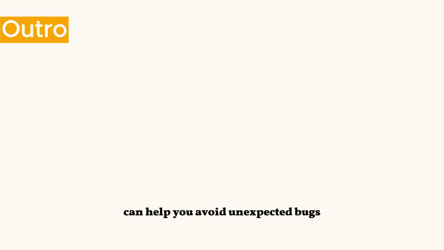Understanding these quirks can help you avoid unexpected bugs and write more reliable code. So, next time you see JavaScript doing something strange with your variables or functions, remember, hoisting is probably at work.